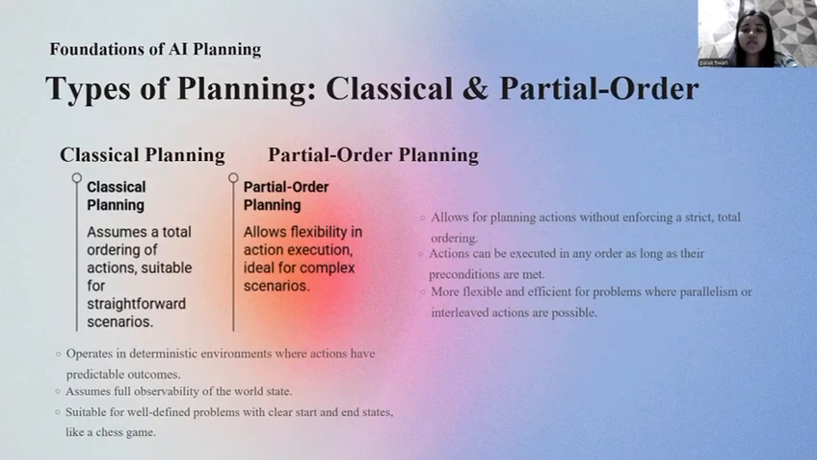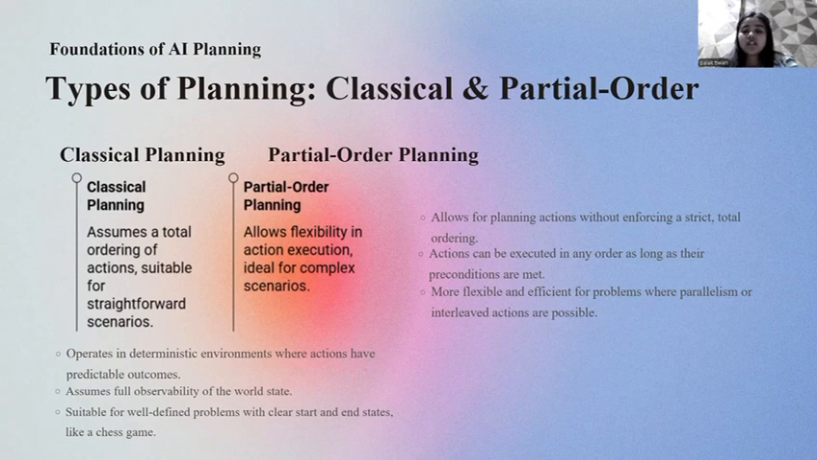Types of planning problems can be classical or partial order. Classical planning: in this, we assume a total ordering of actions, suitable for straightforward scenarios, or partial order planning, in which we allow flexibility in action execution, ideal for complex scenarios. So here, classical planning operates in deterministic environments where actions have predictable outcomes, assumes full observability of the world state, and is suitable for well-defined problems with clear start and end states, like a chess game.